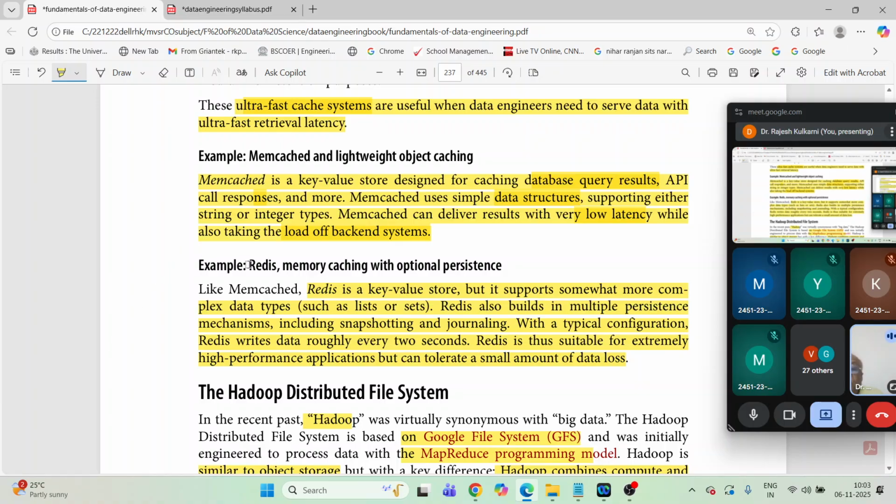The other example is Redis along with Memcached. Redis also is a key value store. I should not get confused with key value. The moment key value comes, I should remember the discussion of Hadoop, HDFS and MapReduce, right? There the key value concept had come. But Redis supports some complex data types such as lists or sets. It has multiple persistence mechanisms, snapshotting and journaling. These points we'll be covering during the physical session which we will be having.